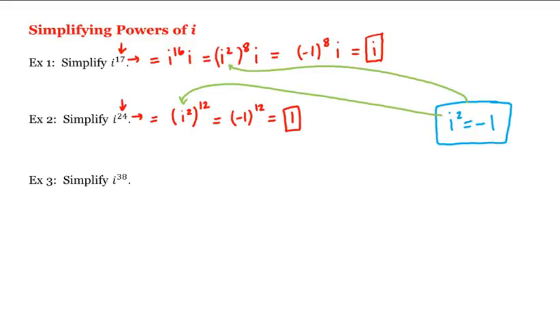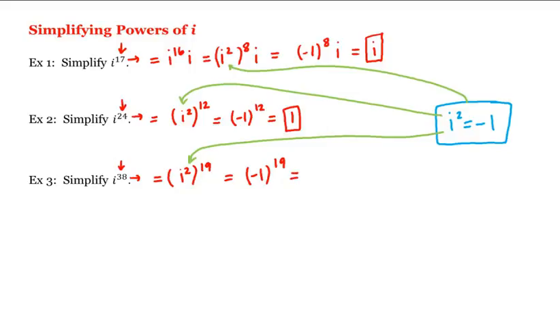All right, what about i to the 38th power? Again, 38 is an even number, so we can directly rewrite this as a power of i squared. In other words, i squared raised to the 19th power. Again, using this fact here, we get that this is equal to -1 raised to the 19th power, which is equal to -1.